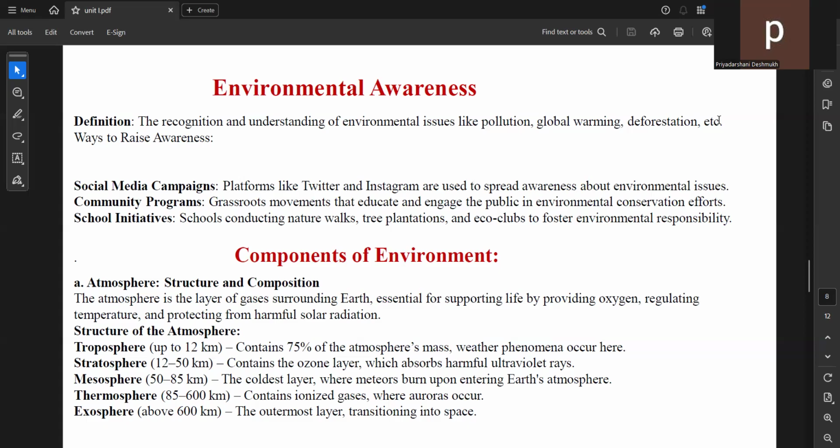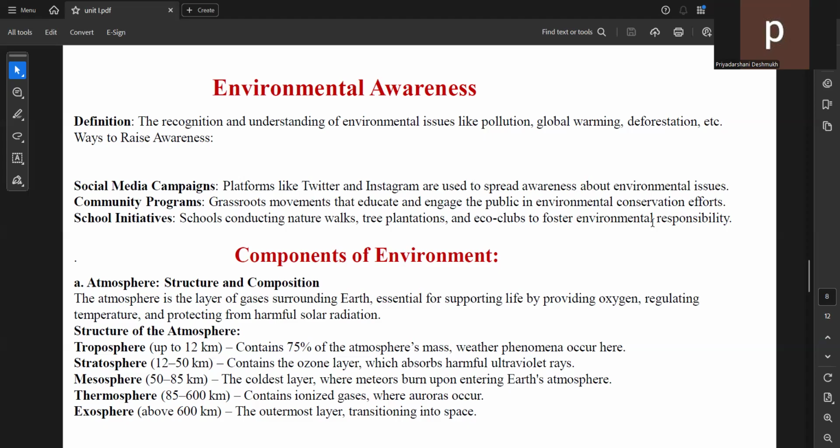Next is the school initiative. Schools conduct nature walks, tree plantation drives, and eco clubs to foster environmental responsibility. So these are some awareness programs that we can run to increase awareness about the environment.